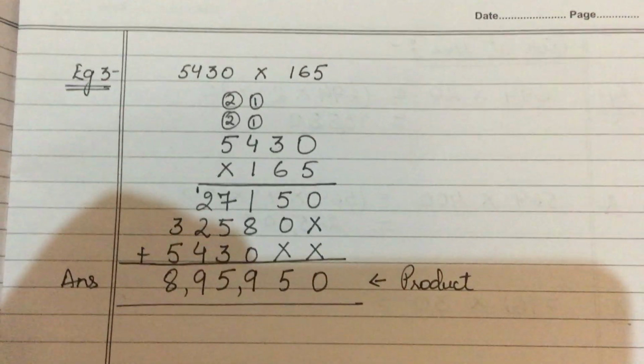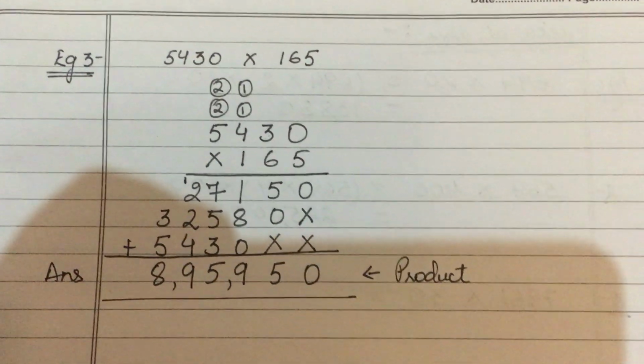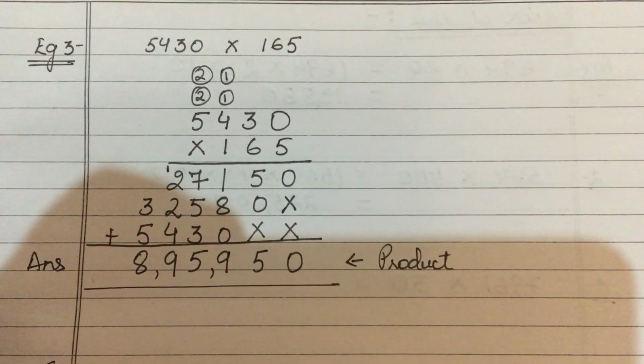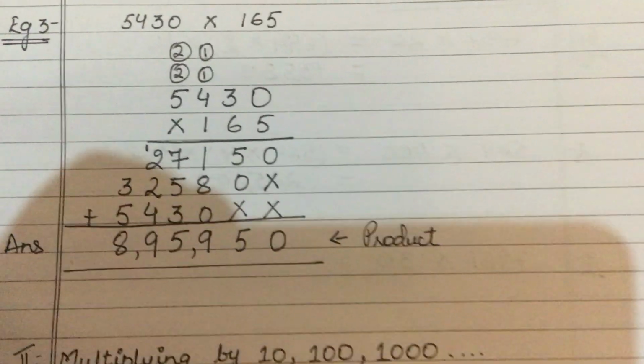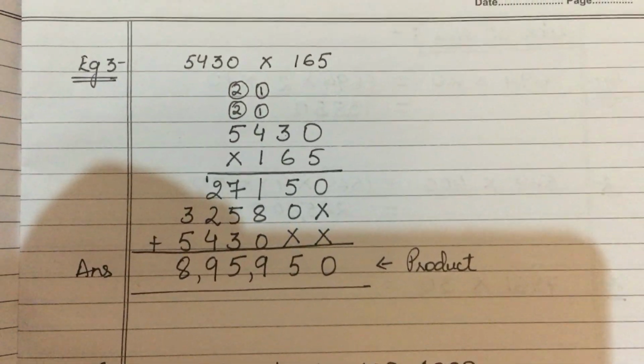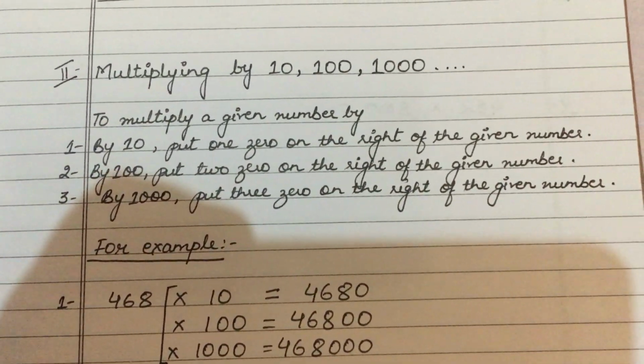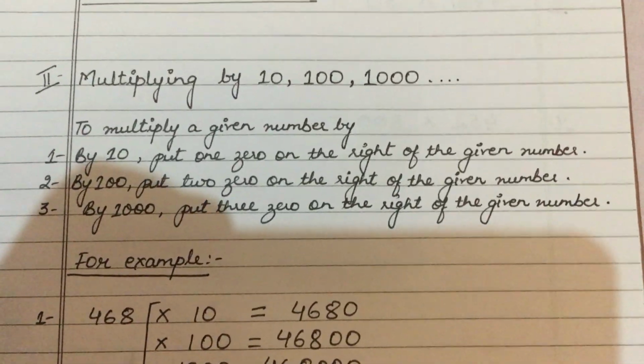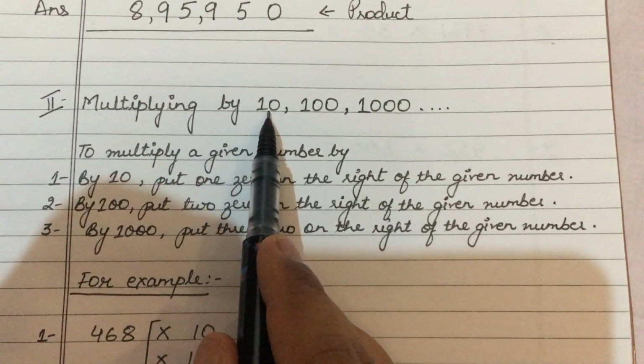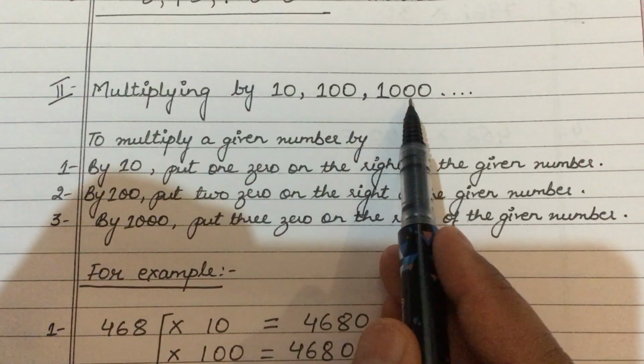Alright children, so I'll be giving you the questions related to the 3-digit multiplier. Solve them. Let's start today with one more topic. It is a very simple, very easy topic. Multiplying by 10, 100 and 1000.